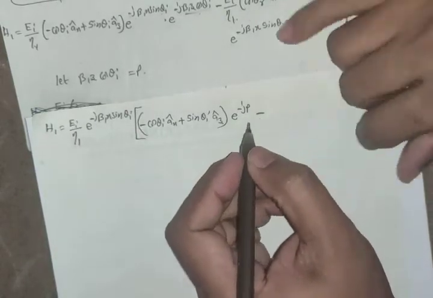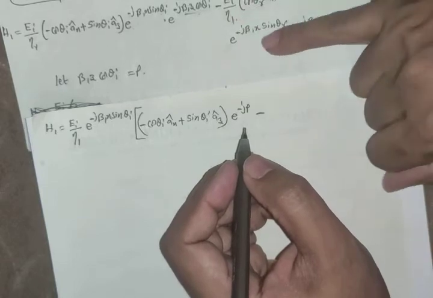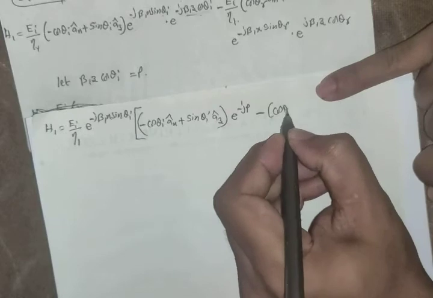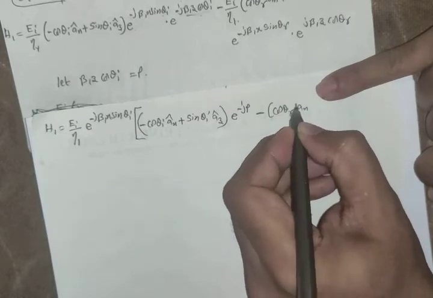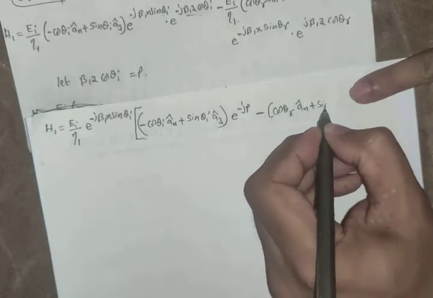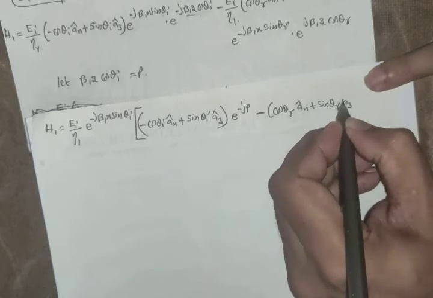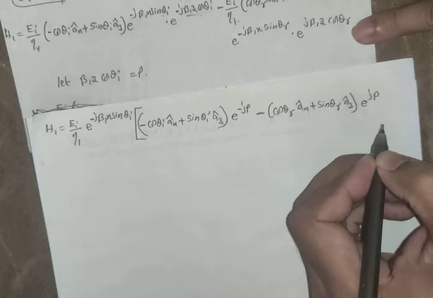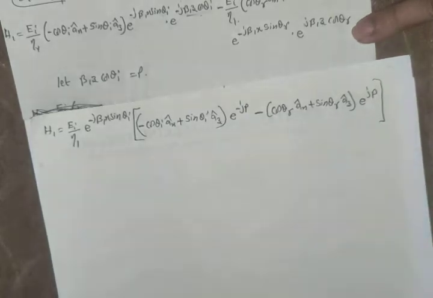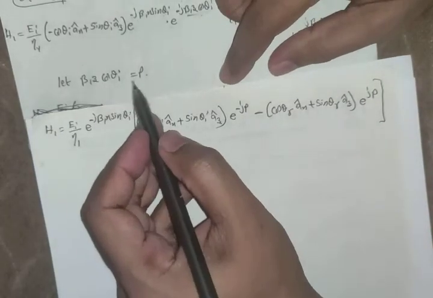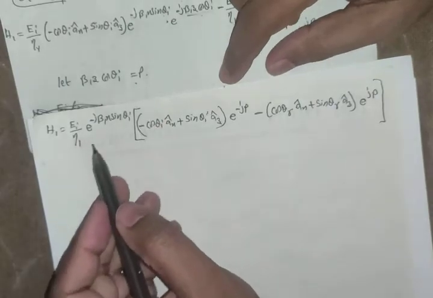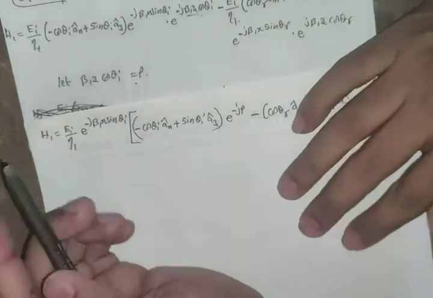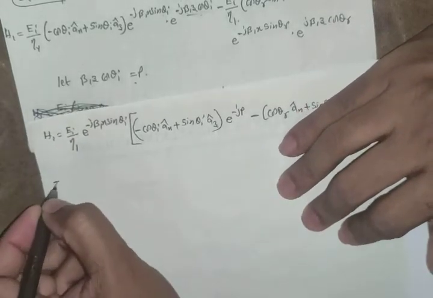Similarly, since Ei by eta 1 has been taken out, the remaining equation becomes cos theta r into ax plus sin theta r into az cap, into, the remaining value becomes e to the power of jp. Just by assuming this value equal to p and taking the common terms out of this equation, the entire equation reduces to this. Now simplify this equation.